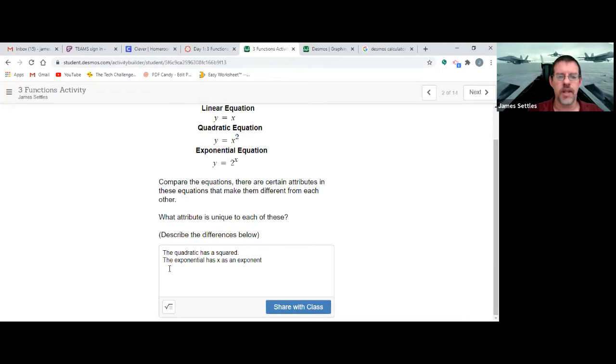All right. So then it says the exponential has an exponent. So the exponential has an exponent, I'm sorry, has x as an exponent. So the exponential has x as an exponent. And the word exponent is just that right there. So the exponential has x as an exponent. So you're just typing those down today in this box.